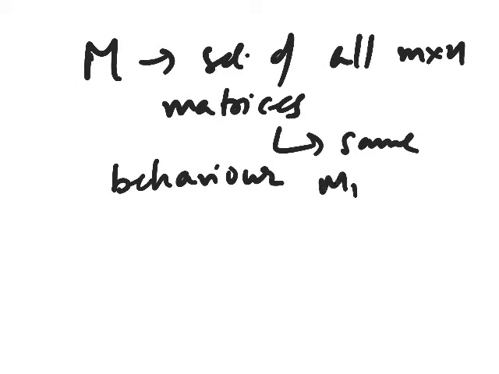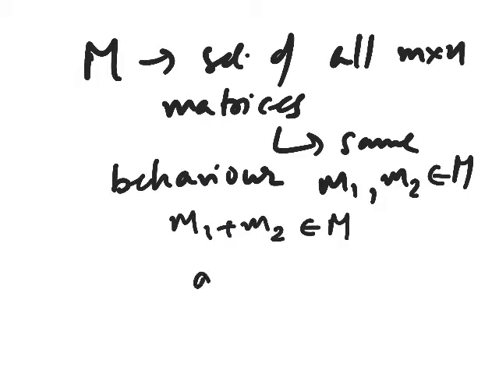Like M1, M2, element of M. M1 plus M2 is also an element of M. And A times M is also an element of M, where A is a real number. I'll be restricting myself to all real quantities, unless I say specifically it is not real. What about one more example? Something which is slightly different. Vectors? We haven't defined vectors yet, so let us not talk about vectors.